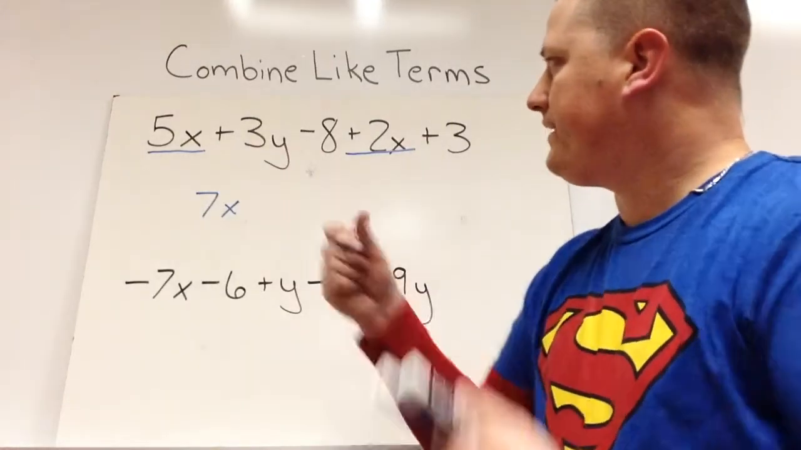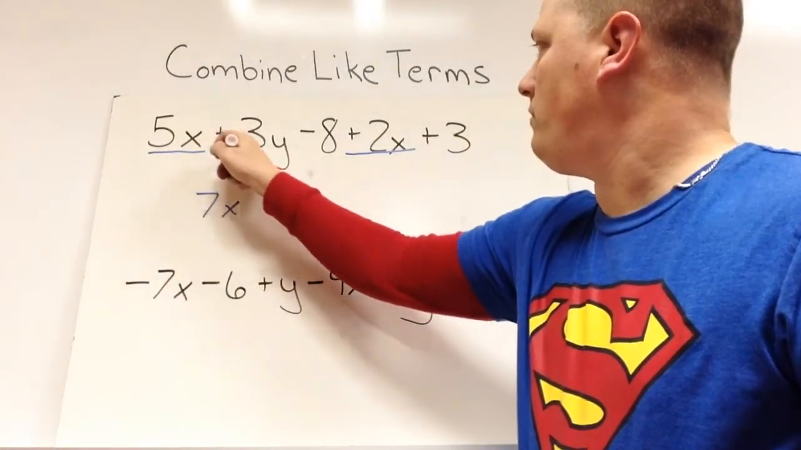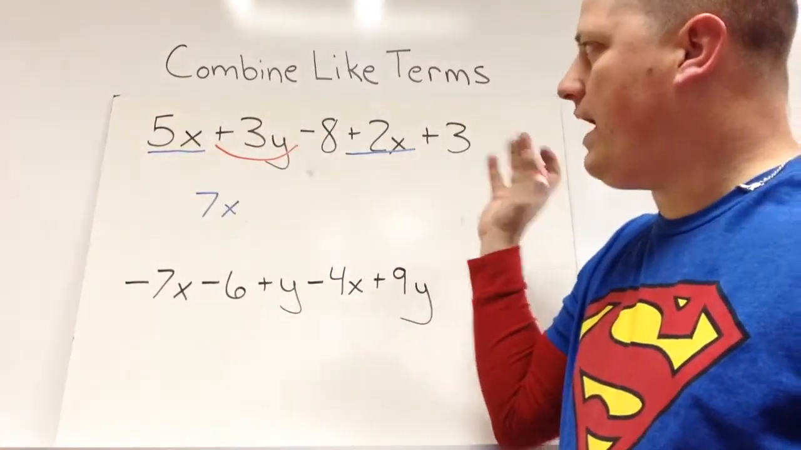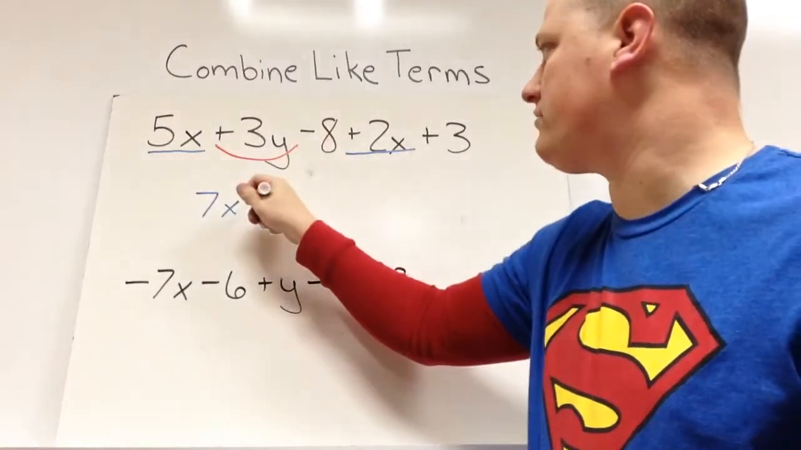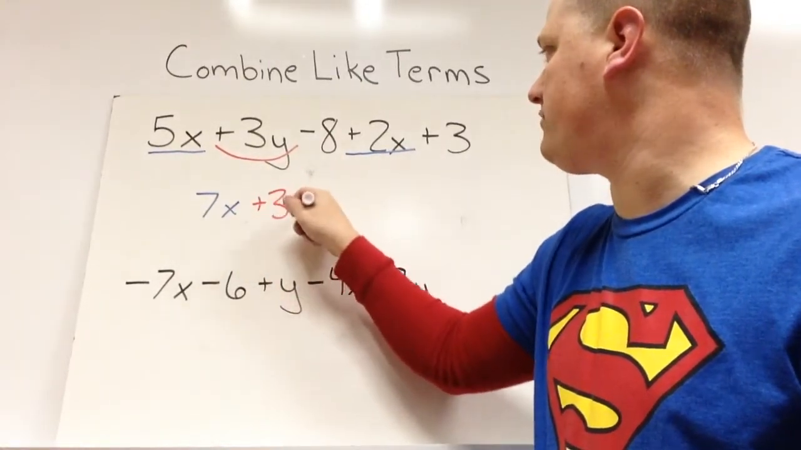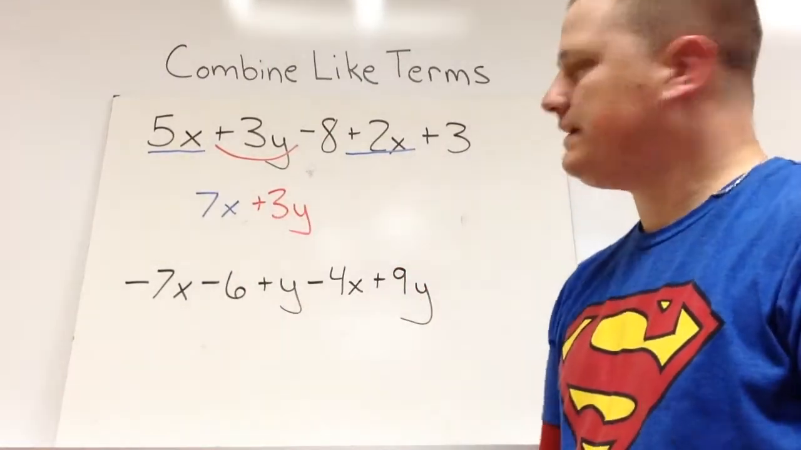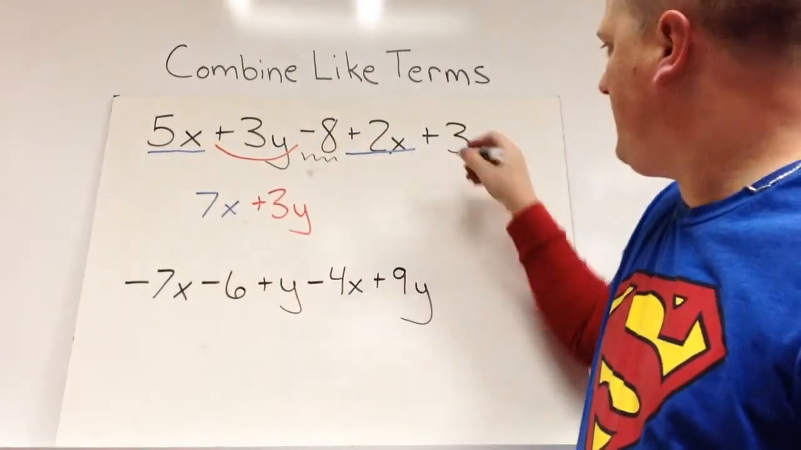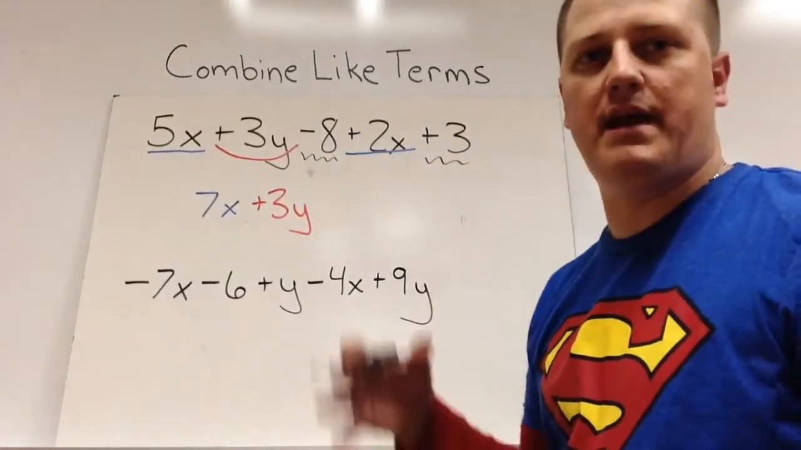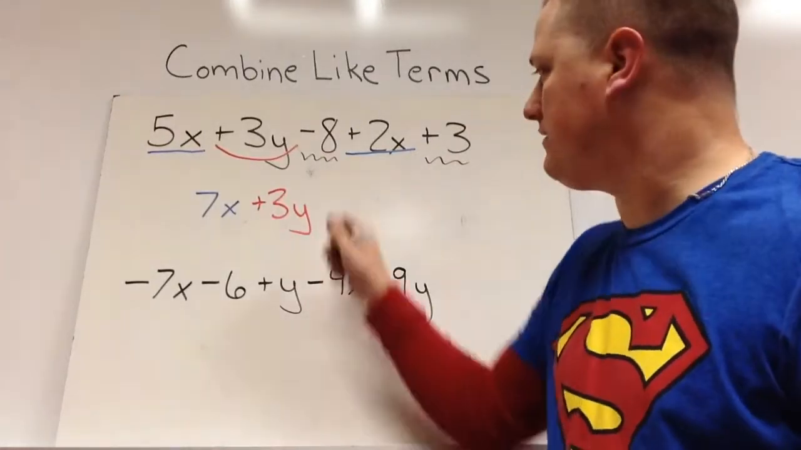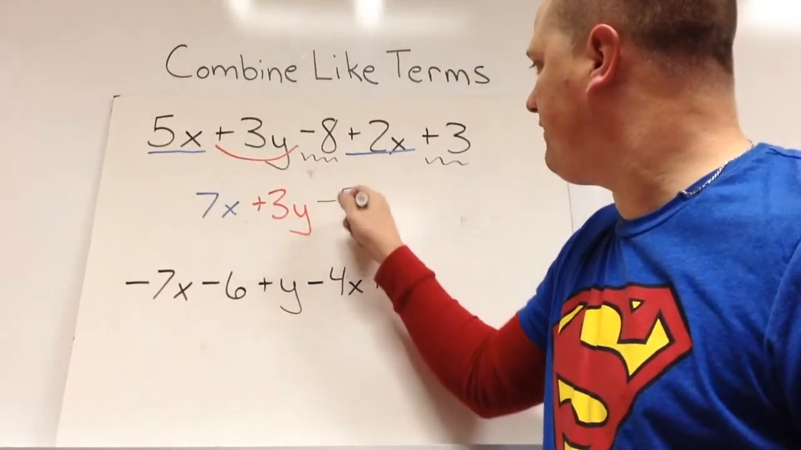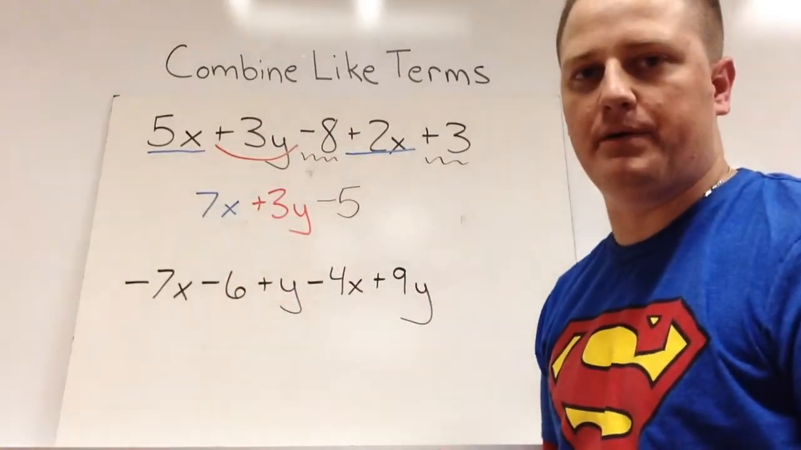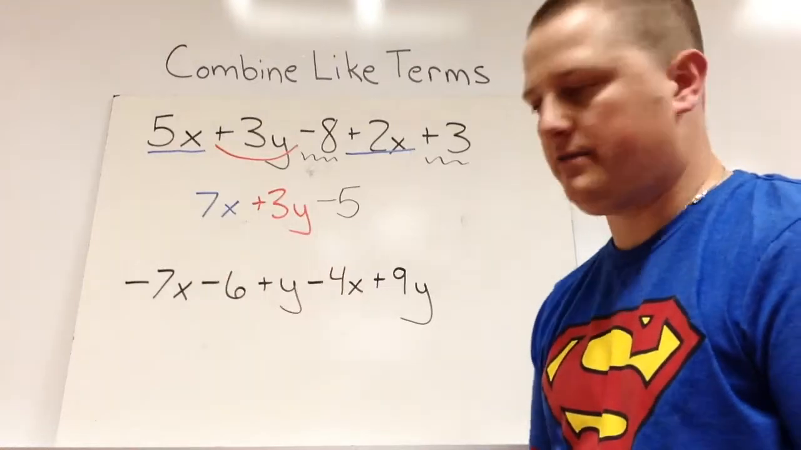Then let's look. I've got a 3y here. I'm going to use a curved line in red there. There are no other y's, so this 3y just stays 3y. So plus 3y. Next, I have a negative 8 and a positive 3. So negative 8 and positive 3 combine together to make negative 5. And notice how much simpler this is compared to the top one. Now we go on to the next.